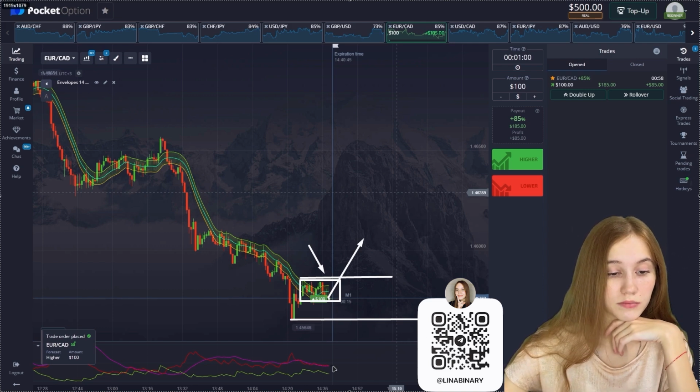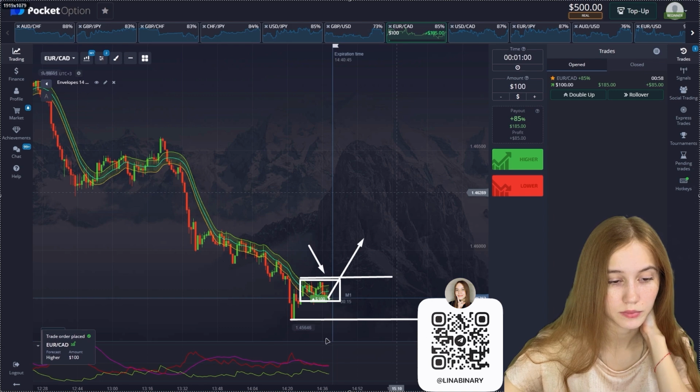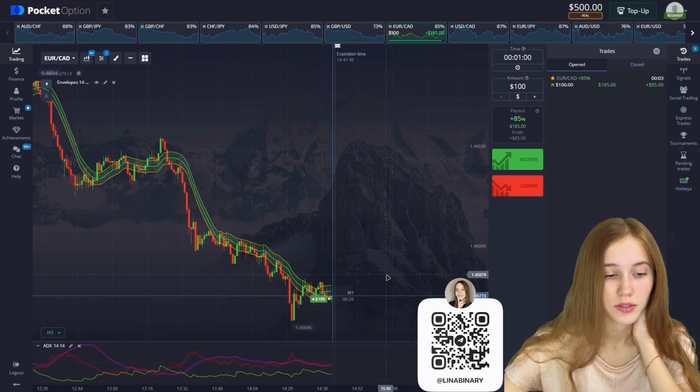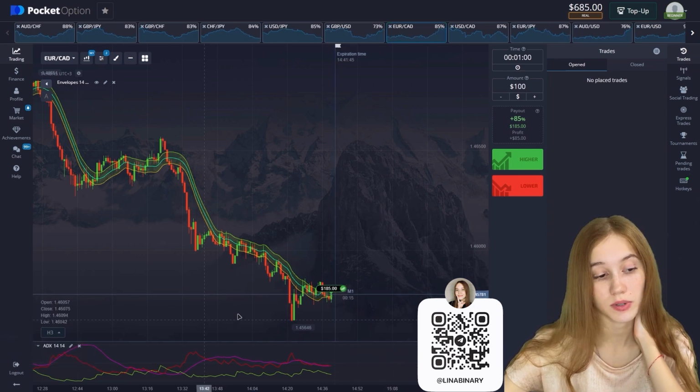We see, I think it will grow. Let's move on. Opens for an increase. Look what's here. No jumps we see. Low boundaries of our indicator. We see 1 second. Yeah, profit is $85. Our balance is $685. Good, let's move on.